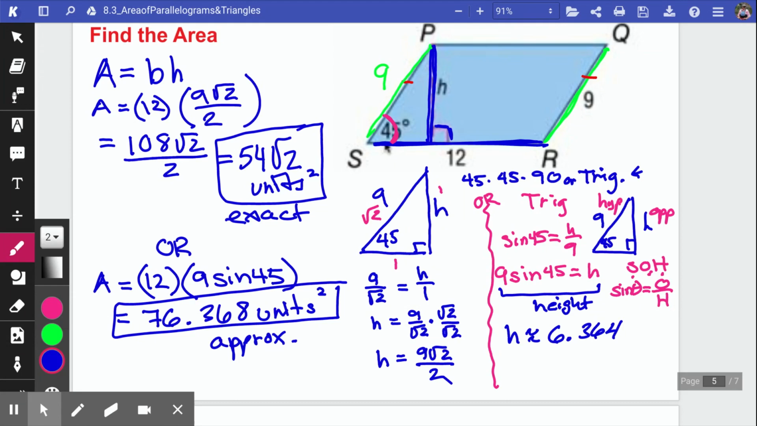Now, if I put 54 times the square root of 2 in my calculator, I should get the same answer, and I do. So just to reiterate, this problem could be solved either way, with the properties of special right triangles or with trig, just being sure you know which form you're being asked for your final answer in.